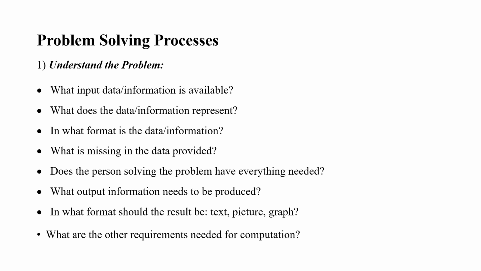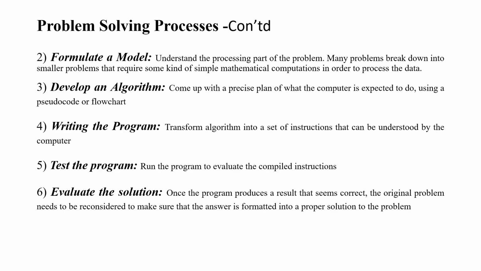In what form should the result be? What form do you want your result to be? Is it through text? Do you want it to be through graph? It is left for you. You are the one that will answer all those questions. When you have answered all these questions, that means you understand what the problem is all about. Then you can go to step 2 or process 2. Process 2 will formulate a model. Formulate a model. Understand the processing part of the problem.